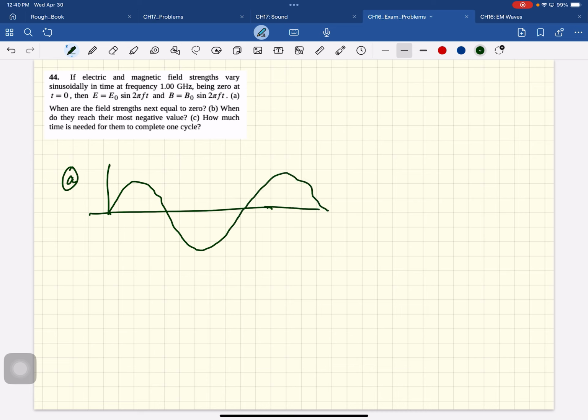So here's the electric field, here's the sine function. The sine function is 0 at 0, and the next time it's 0, it's at pi. So 2 pi ft is pi. So 2 pi ft equal to pi, and so t equal to 1 over 2f.